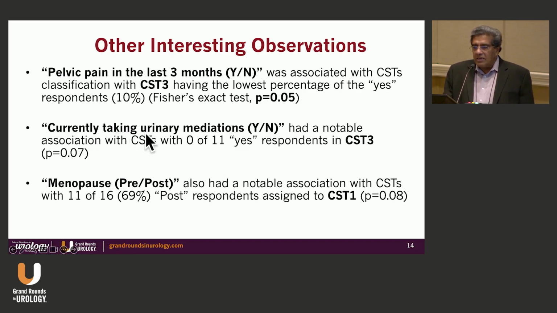If you say currently taking urinary medication, yes or no, that had a notable association with the community state type, with none of the yes responders in the third community state type, which is dominated by, I think, E. coli. And the menopause pre/post also had a notable association with the community state types. 11 of 16, almost 70%, of post-menopausal responders were assigned to community state type 1.